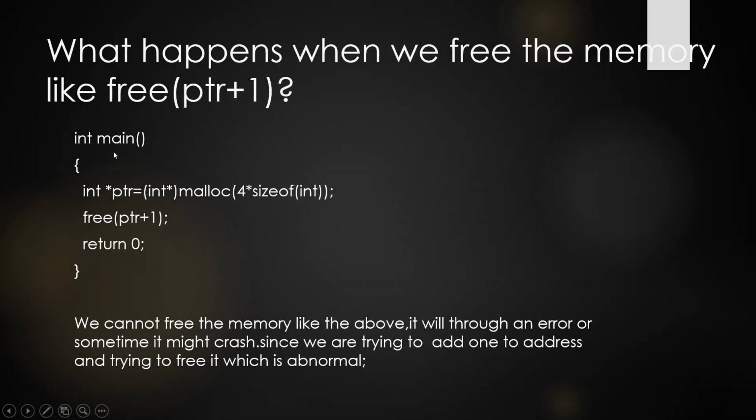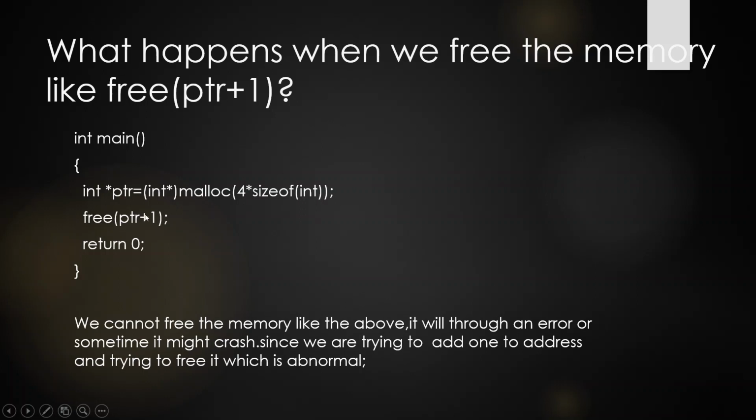I'm taking an example program here. I'm using malloc here: int *ptr = malloc(4 * sizeof(int)). It means 16 bytes of memory is allocated. Malloc is returning a void pointer, and I am typecasting it to an int pointer since we have taken an int pointer here.